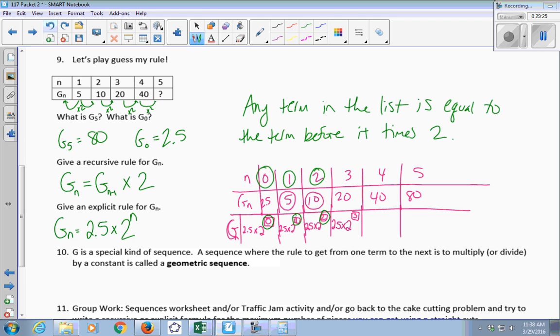So G is also a special kind of sequence, a sequence where the rule to get from one term to the next is always to multiply or divide by a constant. In this case, that constant was 2. I was doubling, right? That is called a geometric sequence.